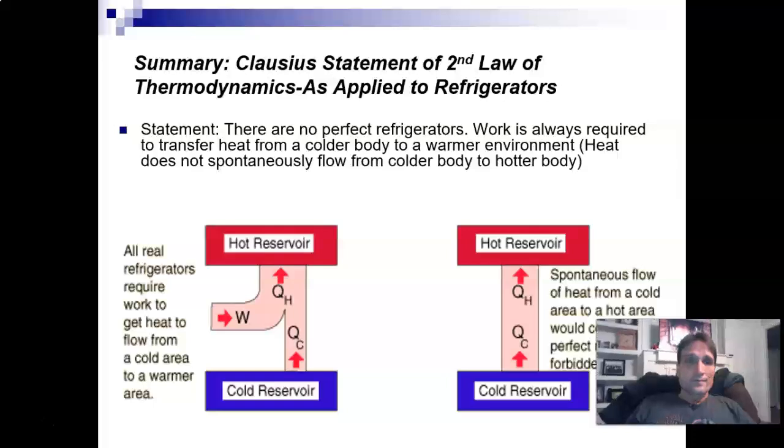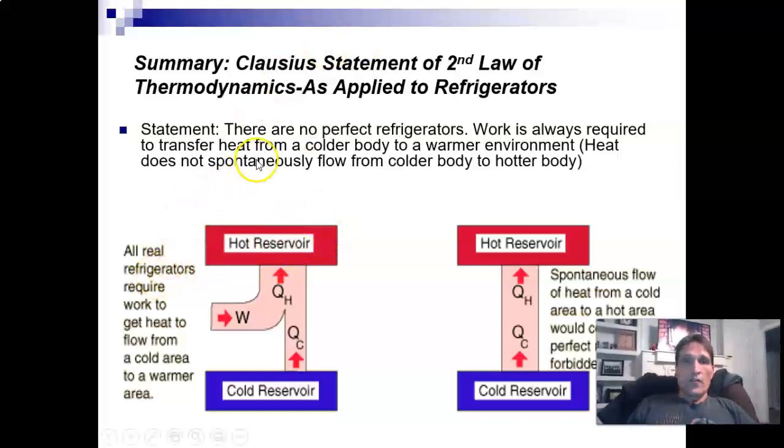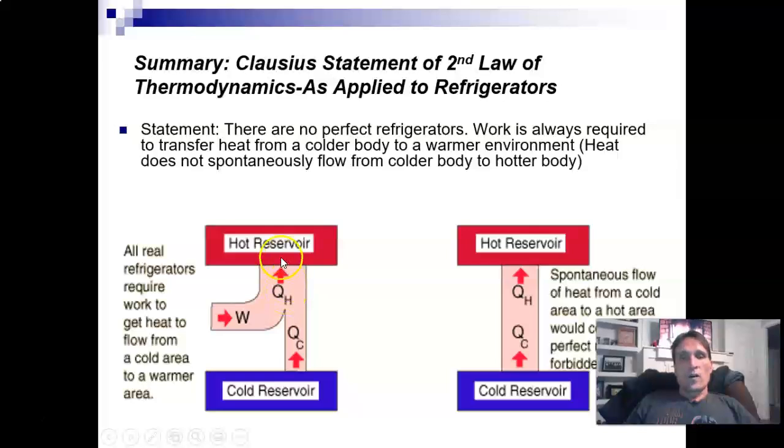And so basically, beating this to death a little more, another statement of the second law of thermodynamics as applied to refrigerators just says there's no perfect refrigerator. You cannot spontaneously get heat to flow from cold to hot. We always have to put work into it, which means that the output QH has to be greater than the work in. In other words, we are always going to deposit more heat into the warm reservoir than we extract from the cold reservoir, because you have to do some work on the system too.